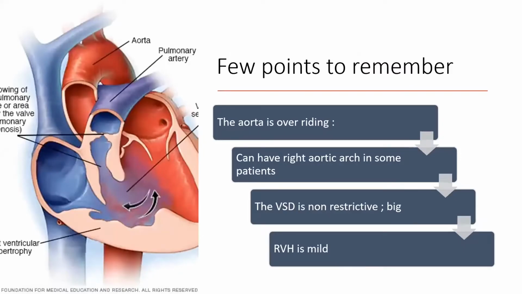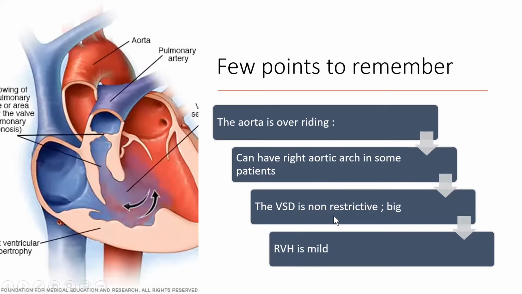Now, a few points to emphasize are that the aorta is overriding. It's not in the left ventricle, it is sitting over both ventricles. You can have a right aortic arch in some patients, about 25% of TOF. Aorta, instead of going this side, will go that side. So that's called a right-sided aortic arch.